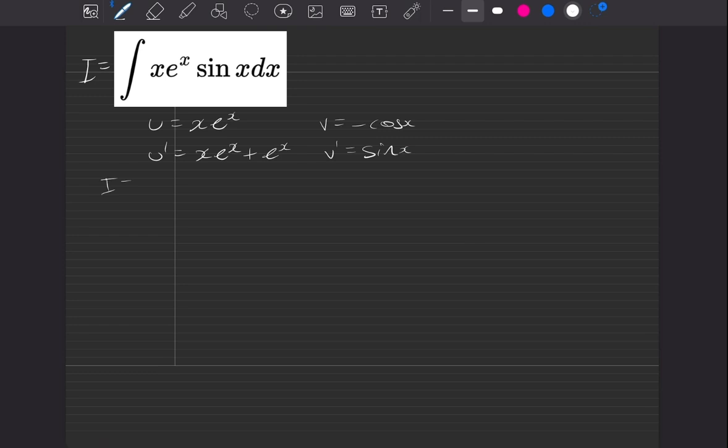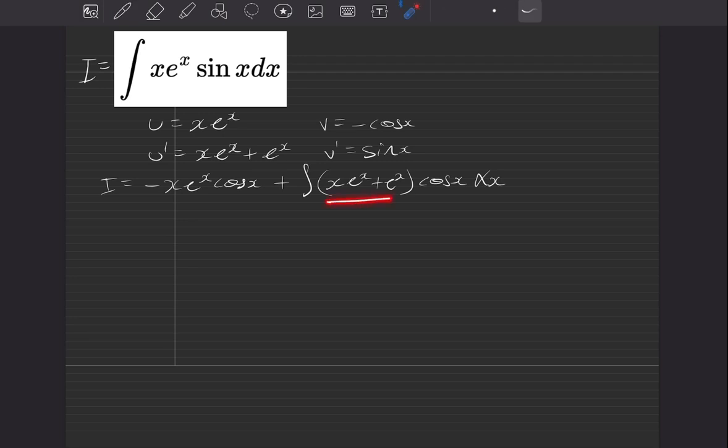So sticking that all together, the integral is u times v, so x e to the x, times minus cosine of x, and take away the integral of u dash v. So this whole thing, x e to the x plus e to the x, in a bracket, multiplied by cosine of x, but that's negative, so that will change to a plus over there. And all integrated with respect to x. So now, we'll go and do by parts again. Keeping the things the same way around, so this will stay as our u, this will stay as our v dash.